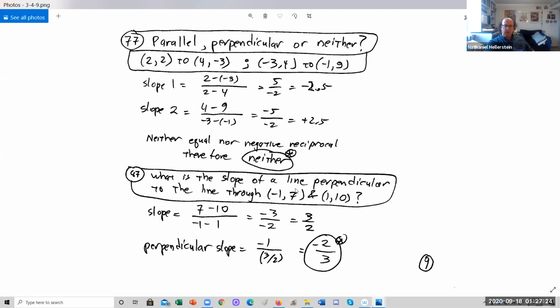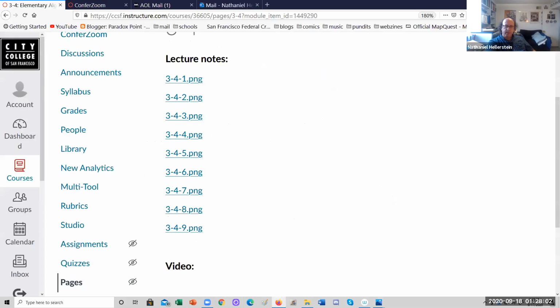So they ask for the slope of a line perpendicular to the line through (-1, 7) and (1, 10). Now, slope between these two points, change in y is 7 minus 10, change in x is negative 1 minus 1. That's negative 3 over 2, that's 3/2. Now, to find the perpendicular slope, take negative 1 over that, negative 1 over 3/2. So you flip the 3/2 upside down to 2/3 and put a negative sign in front and get negative 2/3. That's the slope of that perpendicular line.